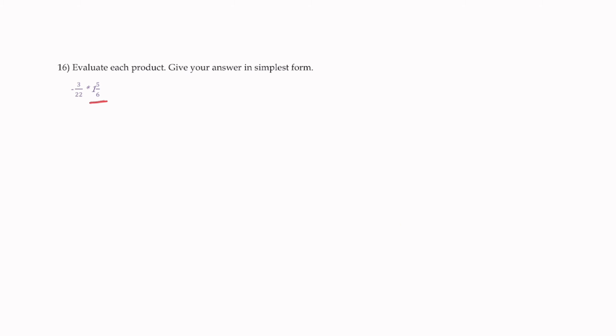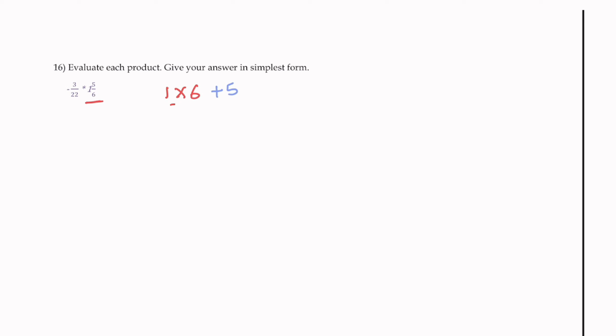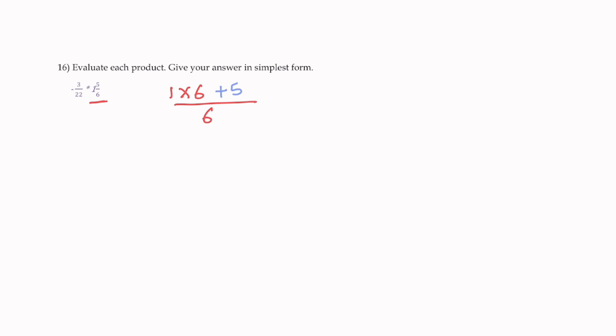Here again we have a mixed number. Let's convert it. 1 times 6 plus 5 over 6, which is equal to 6 plus 5 over 6, and that is 11 over 6. Let's do the calculations. Minus 3 over 22 times 11 over 6. And the cancellations of the common factors.